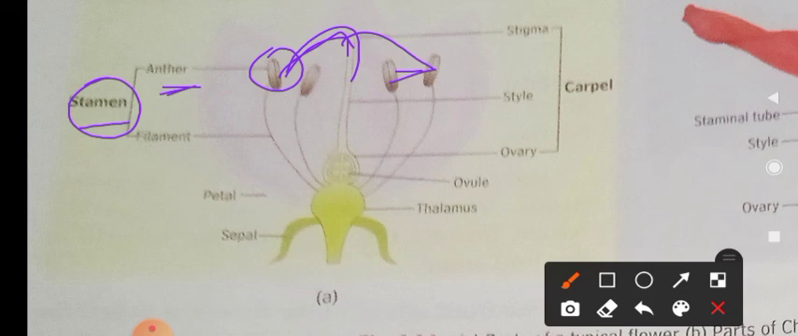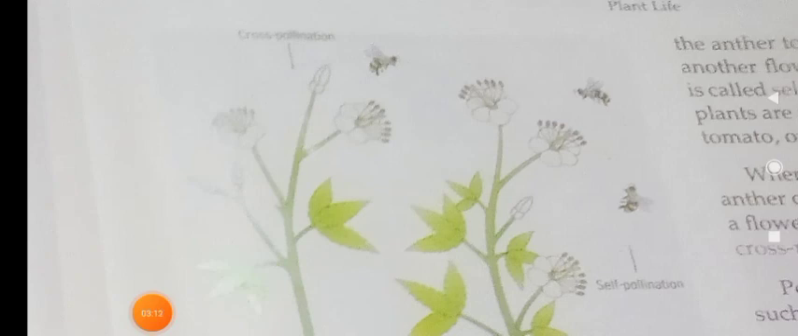Pollination is of two types. What are they? The two types of pollination are self-pollination and cross-pollination. If the pollen grains from the anther of a flower are transferred to the stigma of the same flower, so the pollination takes place within the plant, then we call it self-pollination.